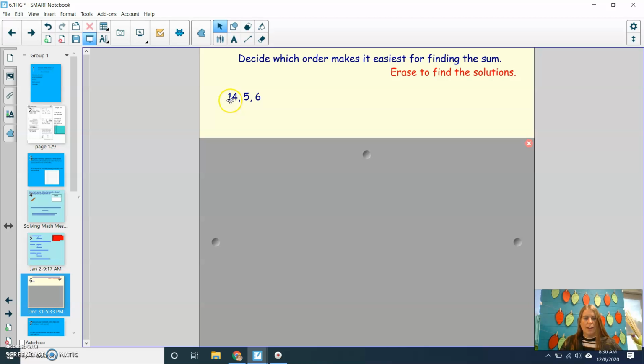Can you solve? So if I have 14, 5, and 6 on your board, can you write down which would be the easiest way to solve? And then press play to check.